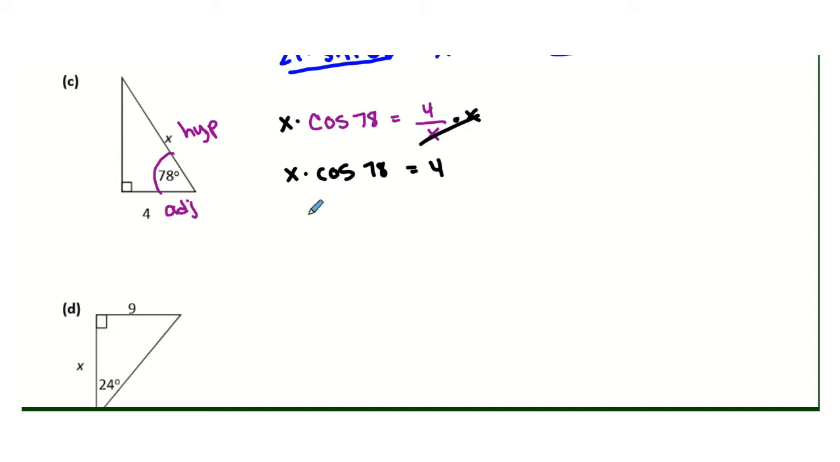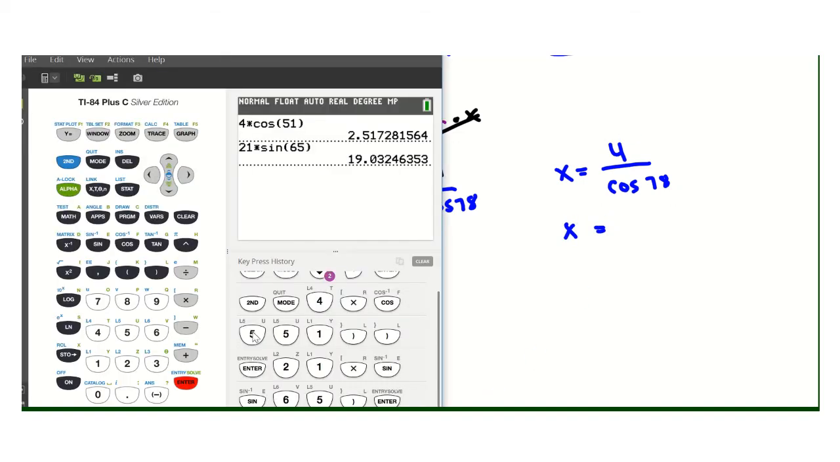Well, now x is being multiplied by cosine of 78. So to undo multiplication, I'm going to do division. And so I'm going to have x equals 4 over the cosine of 78. This is something that I can plug into my calculator. So I'm going to do 4 divided by the cosine of 78 degrees.